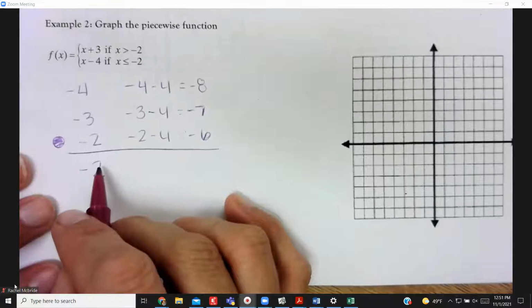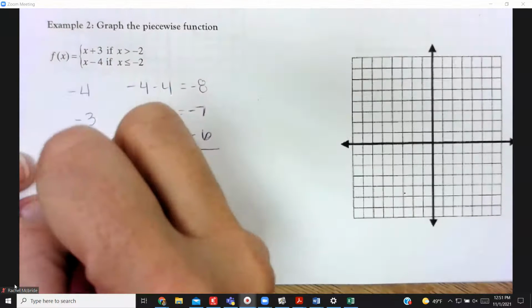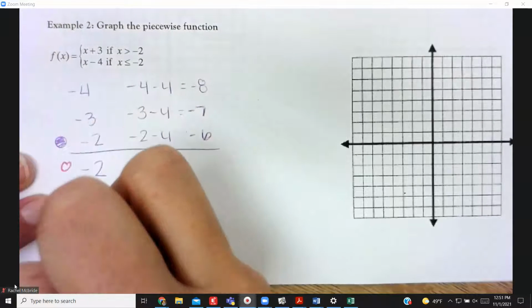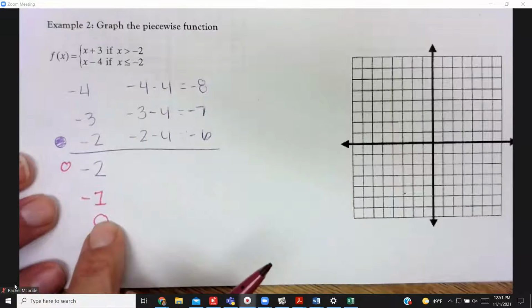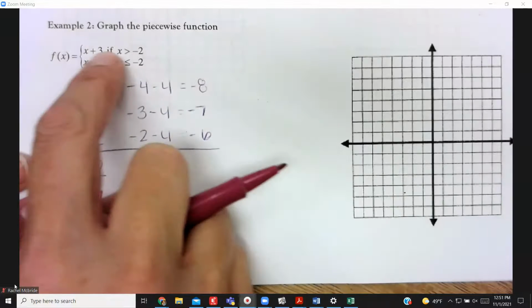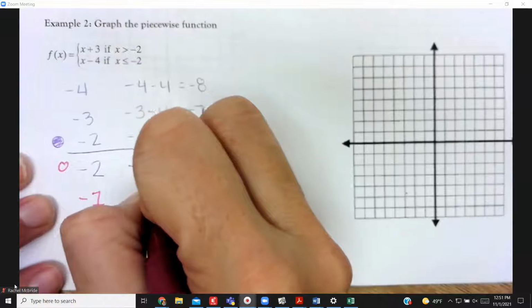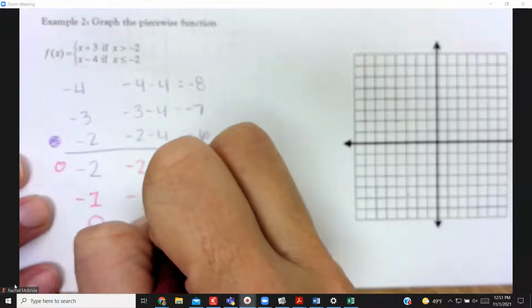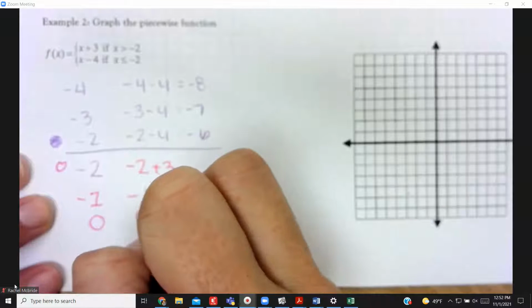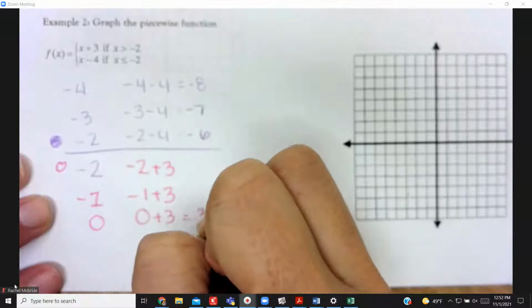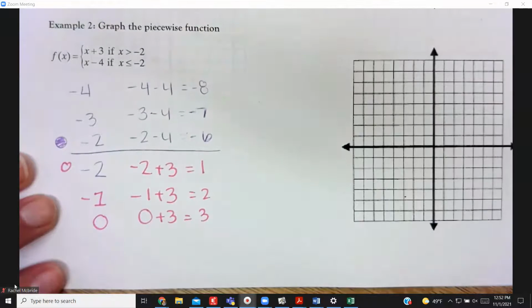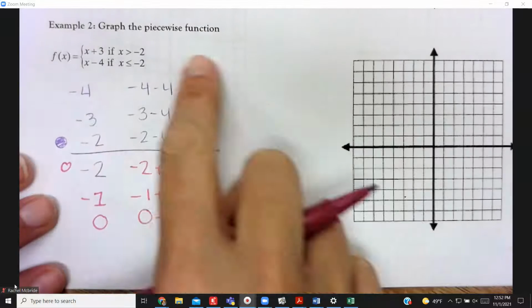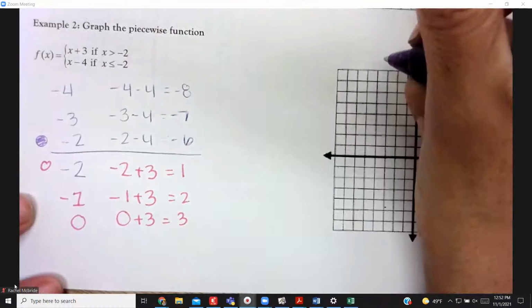Values greater than -2 are -1, 0, etc. So you would plug in these points to this equation here. So it's -2 plus 3, -1 plus 3, and 0 plus 3. Plot your points.